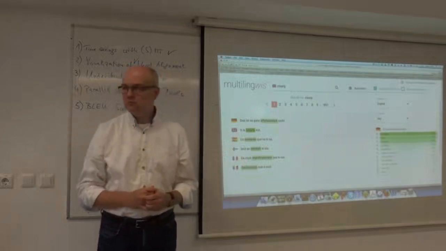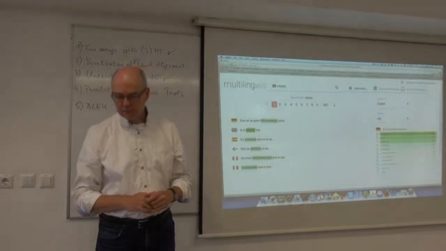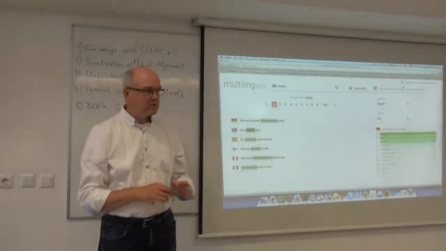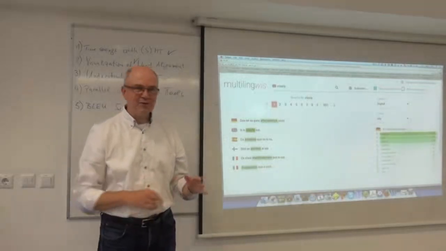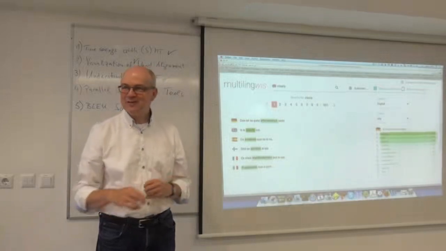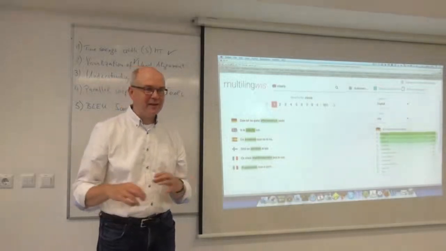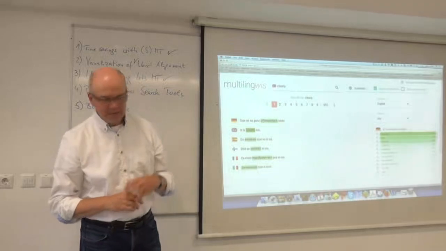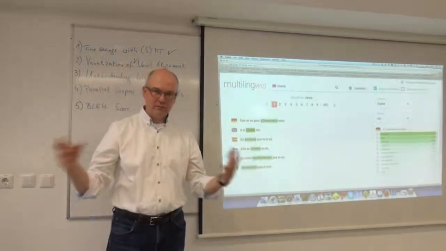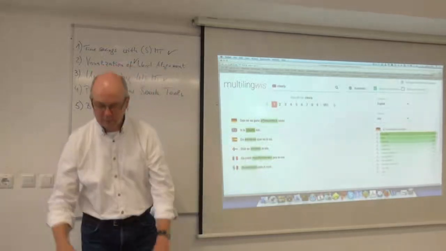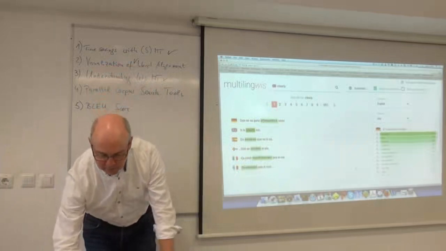Pretty easy. It takes some basic language understanding. You shouldn't do this without understanding anything about the language because sometimes you have incorrect alignments there, but then it really helps you to broaden your vocabulary based on the parallel corpus.